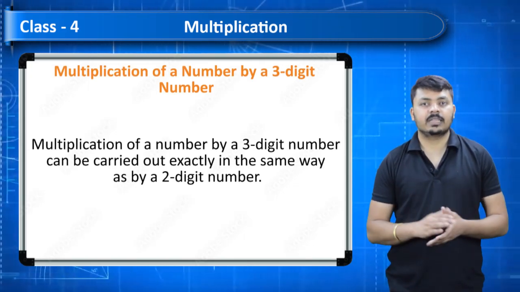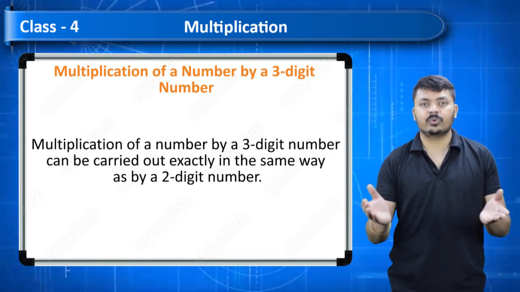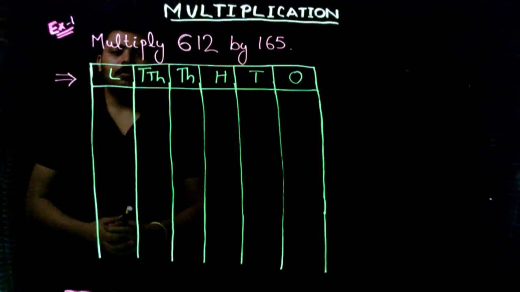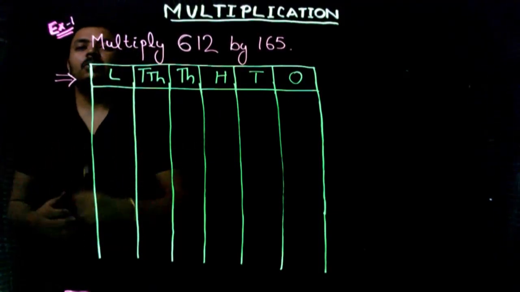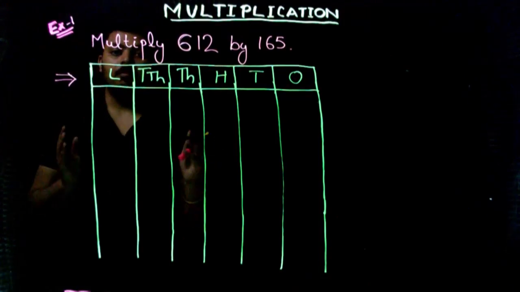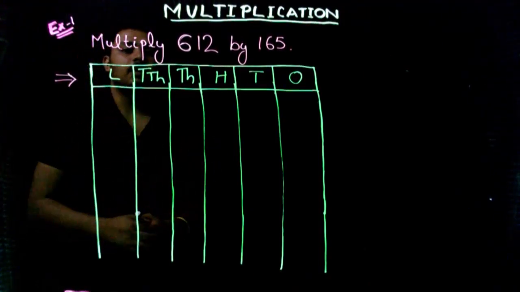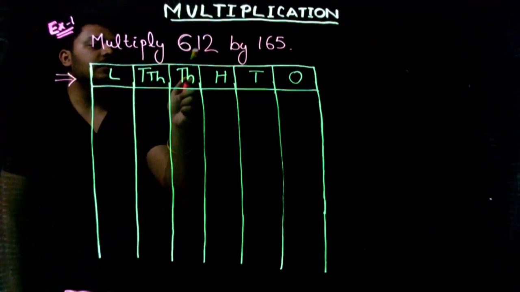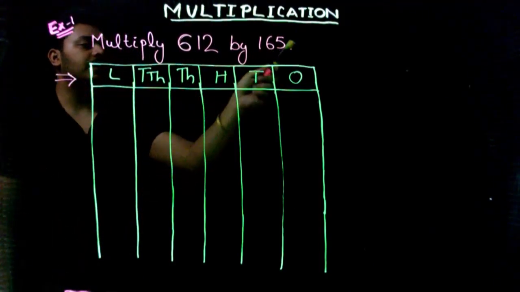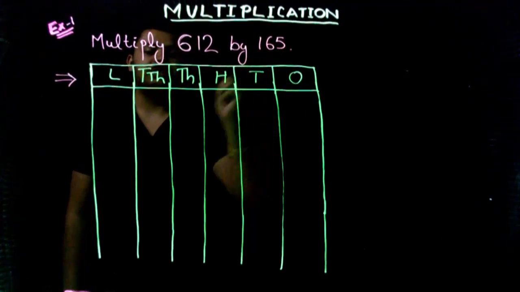Multiplication of a number by a 3-digit number. Multiplication of a number by a 3-digit number can be carried out exactly in the same way as by a 2-digit number. So students, let's take a look at example number 1. In this example, we'll learn multiplication of a number by a 3-digit number. So let's read our example. Multiply 612 by 165. You can see our multiplier is a 3-digit number.